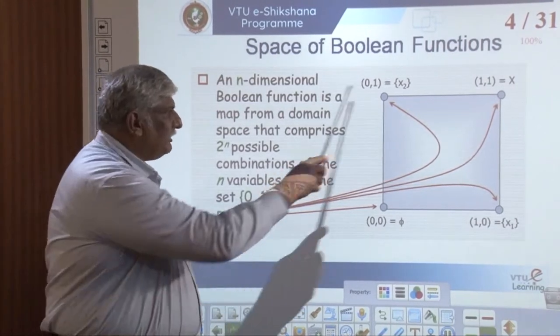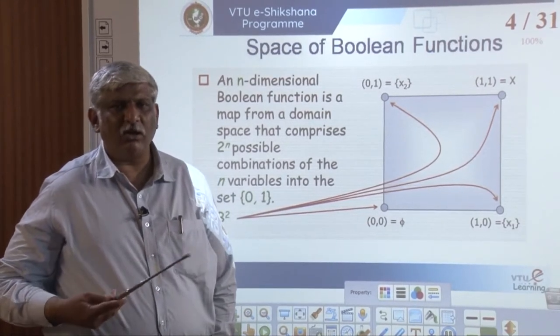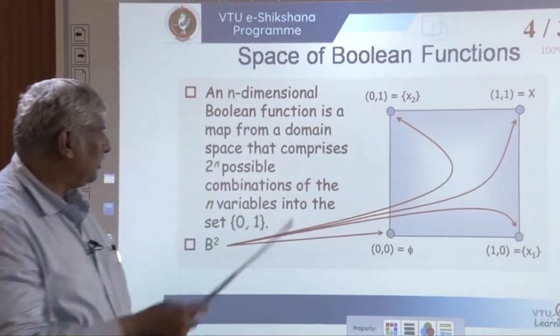So these 4 values may be available and we are going to frame a Boolean function, which is going to have different functions. Say, for example, any logic gate we can consider. It can be a simple AND gate or OR gate, whatever is available, and the output of all these gates can be considered in this particular domain space.